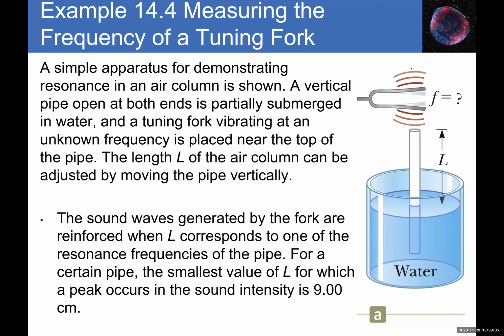Right. So what we get here is this: the sound waves generated by the fork are reinforced when L corresponds to one of the resonance frequencies of the pipe. That means this length L, right? You can see in the picture when it represents one of those resonance frequencies. That means the harmonics, right? For a certain pipe, the smallest value of L for which a peak occurs in the sound intensity is, let's say, 9 centimeters.